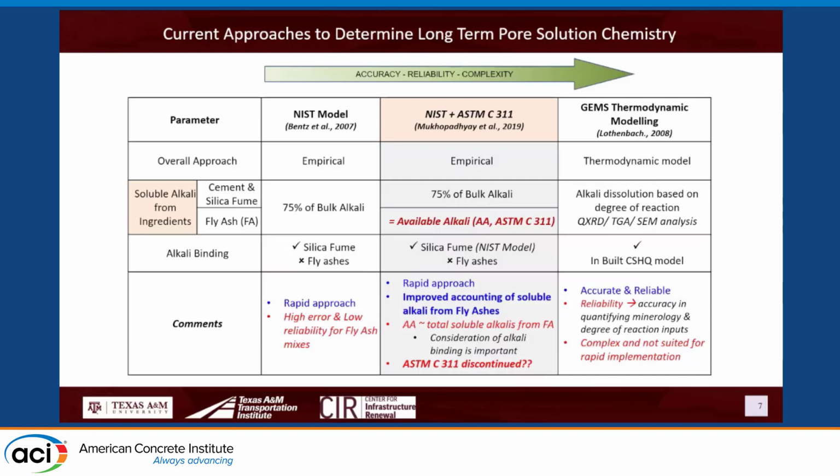So where it actually improves over the NIST, the second model was developed at our same institute a couple of years ago, and what it does is it takes into account the actual alkali coming out of the fly ash and measures it in the form of available alkali, which is the ASTM C311 test. But currently there is a chance that this might be discontinued, and DOT was not sure why they would want to do this test. There are a couple of reasons why this is being discontinued that I will present later. They understand the importance of this, but they also do not want to do this.